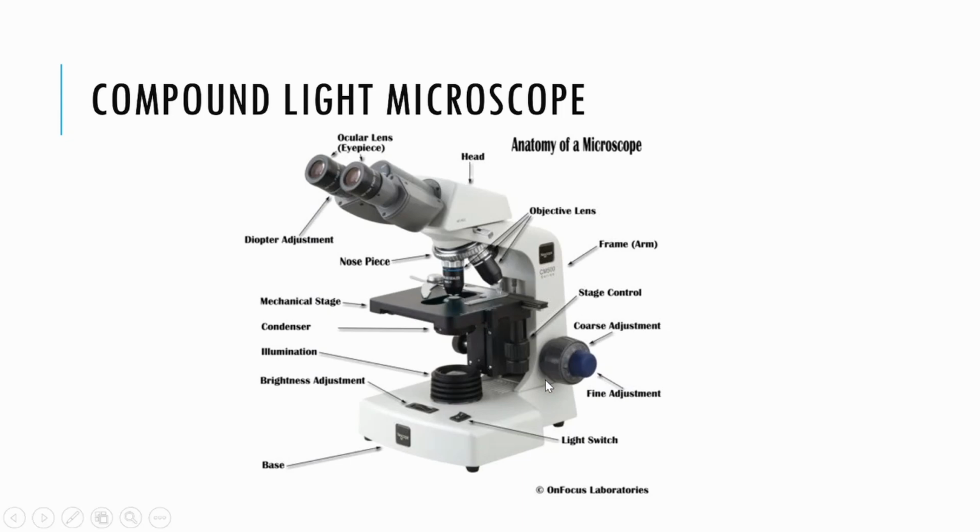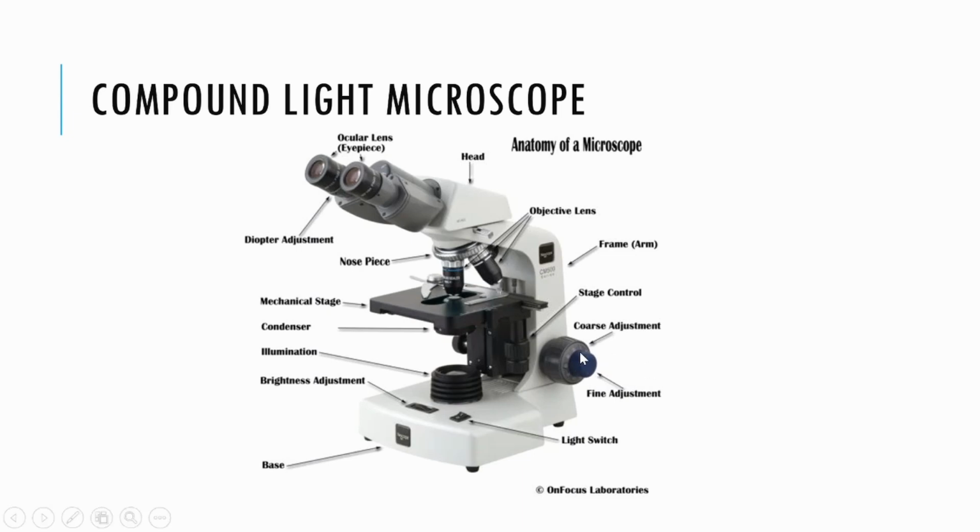We also have some knobs and controls down over here. We have a stage control, which will move the stage forwards and backwards and left and right. That's extremely important if you're trying to find something on your slide. Maybe you're looking for a particular type of cell, or maybe you have some living cells on your slide and you're trying to follow them as they move. You can use the stage control to do that.